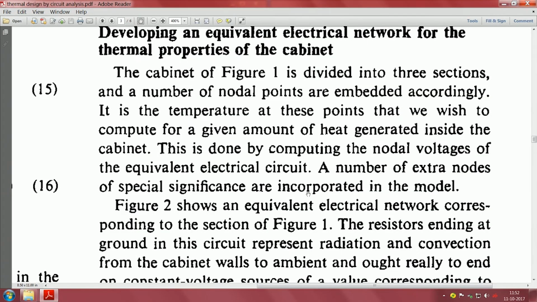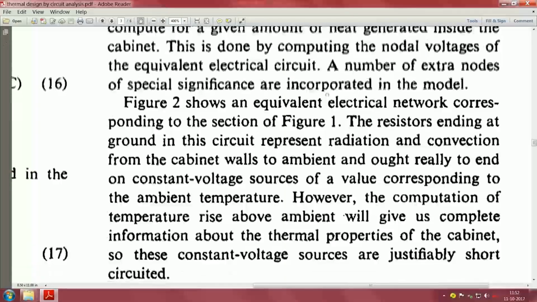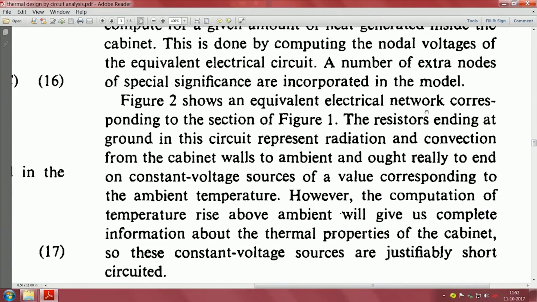Divide into 3 sections, and a number of nodal points are embedded accordingly. It is the temperature at this point that we wish to compute for a given amount of heat generated inside, done by computing the nodal voltages of the equivalent electrical circuit. A number of extra nodes of special significance are incorporated in the model. So, I will now try to jump and I will try to come back.